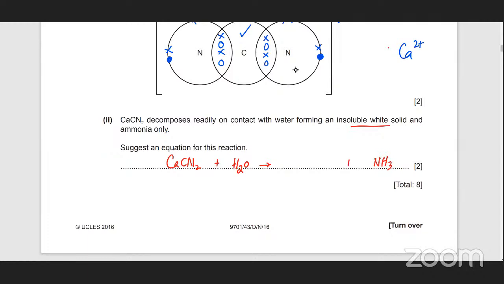So what's the insoluble white solid? What is it? Sir, sulfate or... Sulfates? No. Or oxide, sir. Oxides are basically white. Calcium oxide.